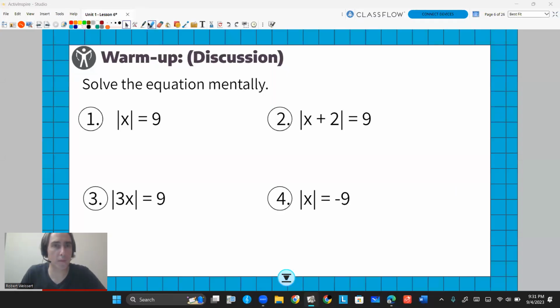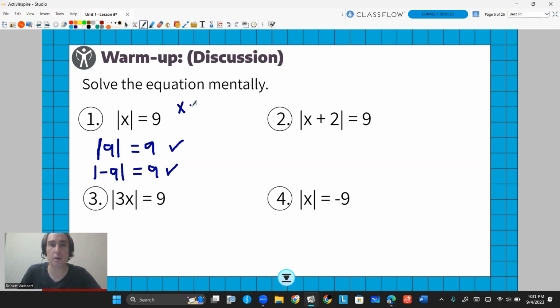So let's start with number 1. The absolute value of x is equal to 9. Well, let's think about what number would make that true. If I put inside the absolute value bars, let's say 9, well, that's of course true. The absolute value of 9 is 9. But what other number has an absolute value that's equal to 9? That's right, negative 9. So there's actually 2 answers to that.